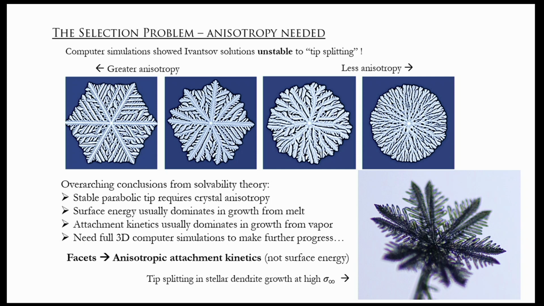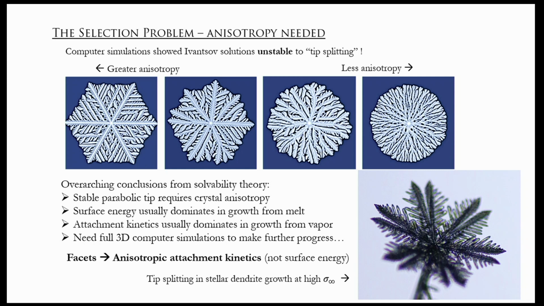And the surface energy usually dominates from the melt, and attachment kinetics usually dominates in growth from vapor. If you really want to understand any of this, you've got to go to 3D simulations, because it's really hard to model this using analytics. And also if you see facets, that usually means you've got anisotropic attachment kinetics. And we see this a little in ice.